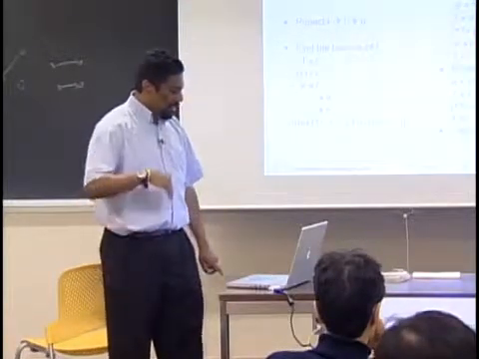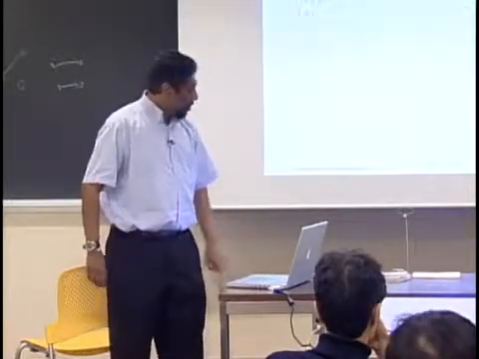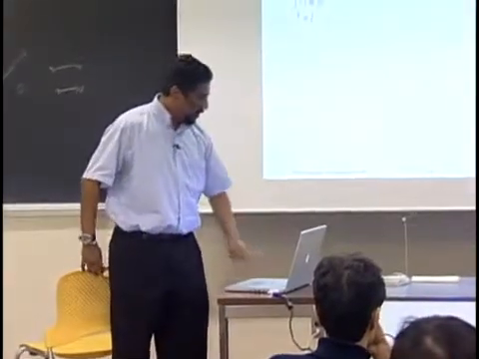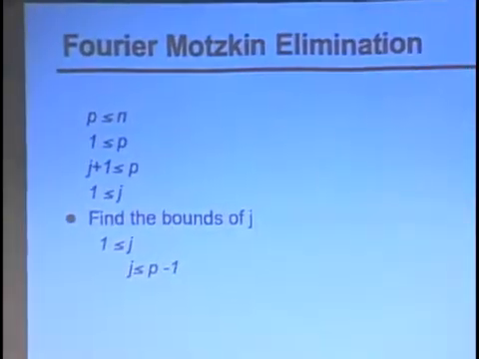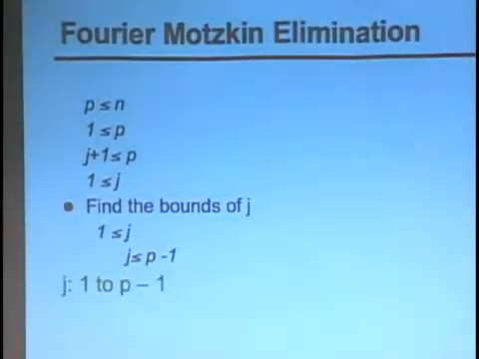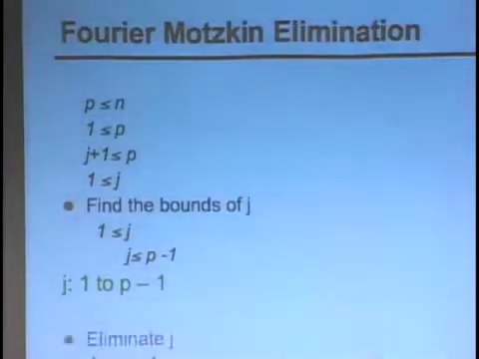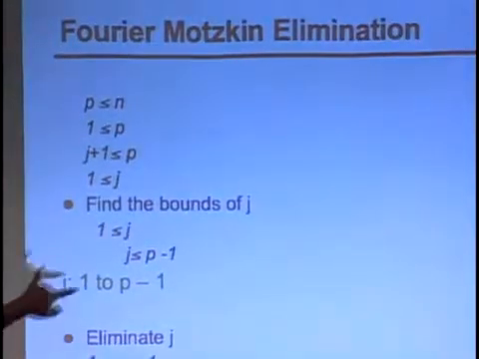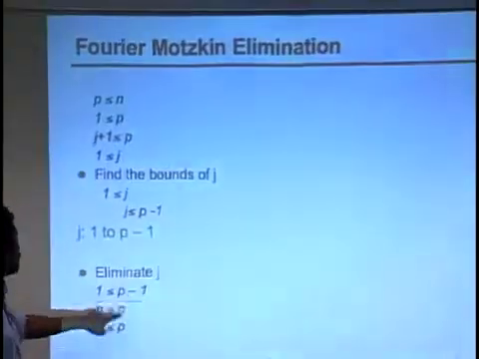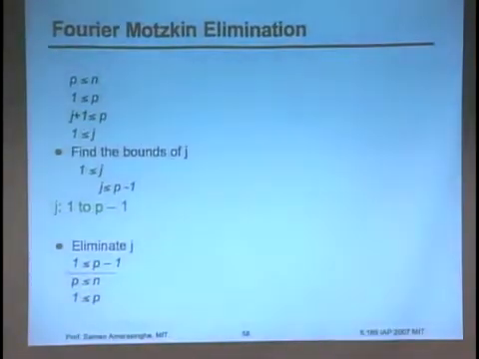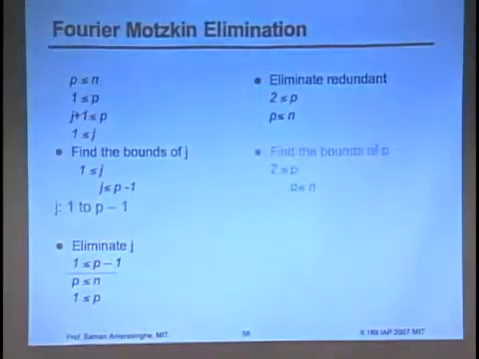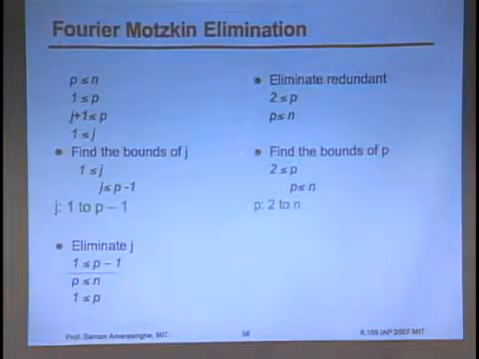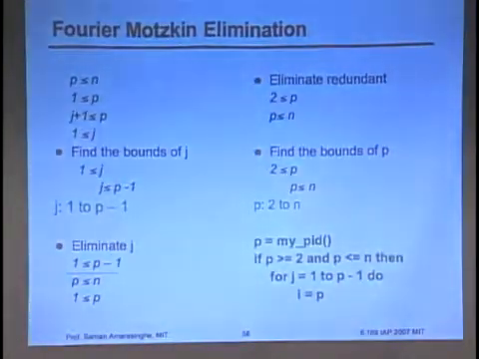And then you have to find the bounds of j. To find the bound of j, only two constraints are there, and you know j goes from 1 to p minus 1. Getting rid of j means there are only two left for p, you put them there. Then you can eliminate the redundancy in here, and now you can find the bounds of p, which goes from 2 to n. And suddenly you have the loop nest.